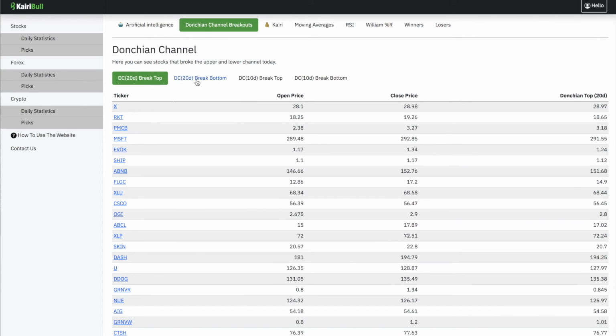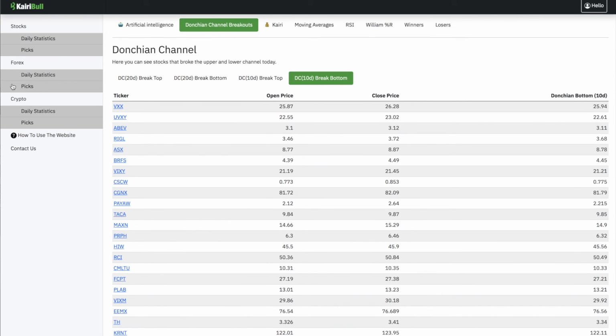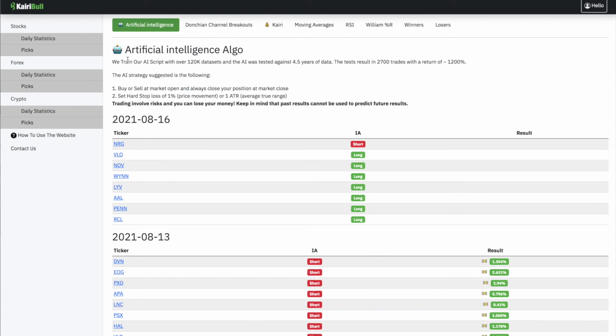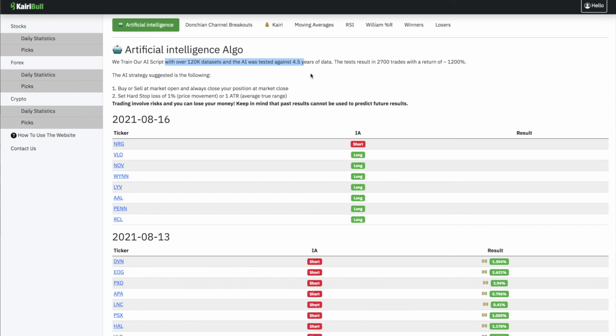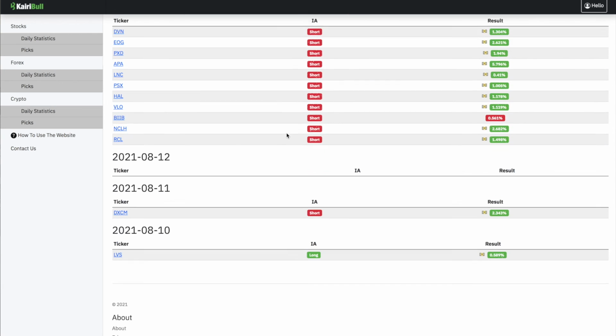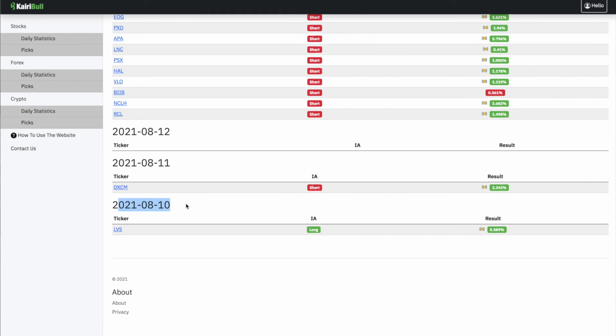You have breakouts, Donchian channel breakouts. You have all the same information for forex and other markets. And here is something special I did. That is an AI algo that was trained with 4.5 years of data. And as you can see, I've been running this algo. Sometimes it gives you just one trade, sometimes it doesn't give you any trade, like this day here.